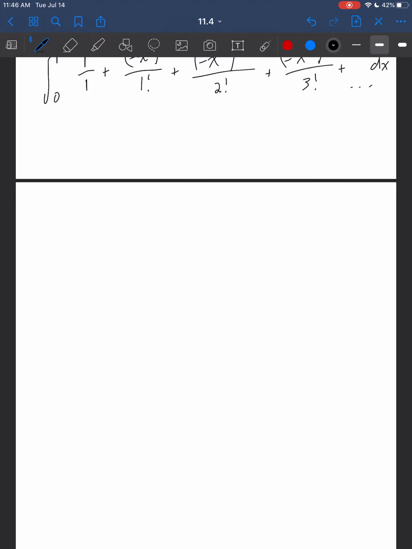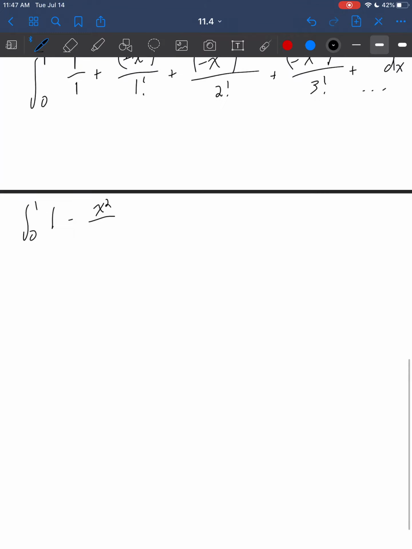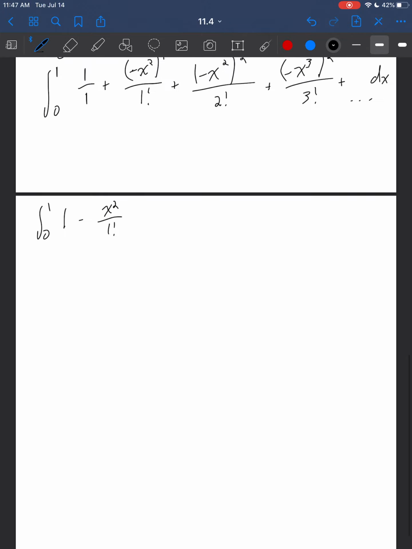Dx. Okay. Simplifying this a bit, this is from 0 to 1. 1 over 1 is 1. And then we have a minus x squared over 1 factorial, plus x to the 4th over 2 factorial, minus x to the 6th over 3 factorial, plus x to the 8th over 4 factorial, so on and so forth.